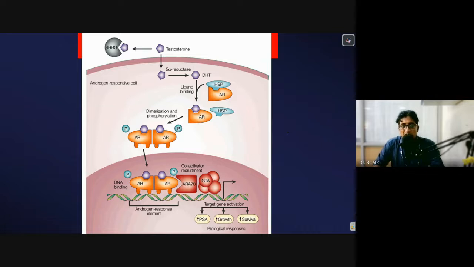Here is what is important about the androgen, why and how androgen can influence the luminal cells of the prostate gland. Testosterone is the male sex hormone. It is a steroid, so it can pass through the cell membrane easily.